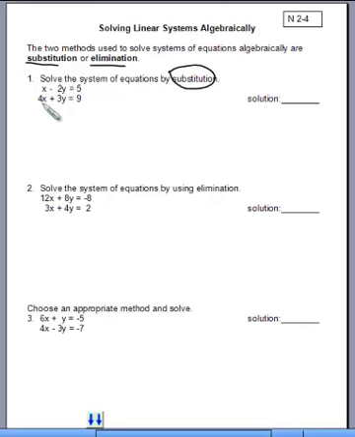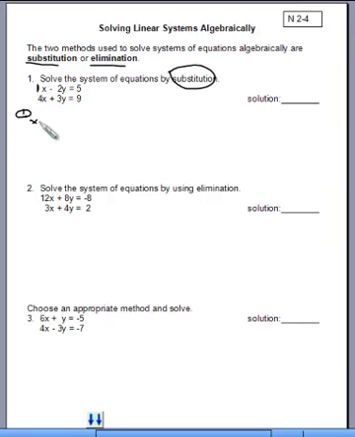Now remember to use the method that is asked for. If it's like number 3 here where it says choose an appropriate method, you can pick which method you want to use. But on this one, with substitution, you look for a variable that has a coefficient of 1. For the first equation, you solve for the variable that has a coefficient of 1.